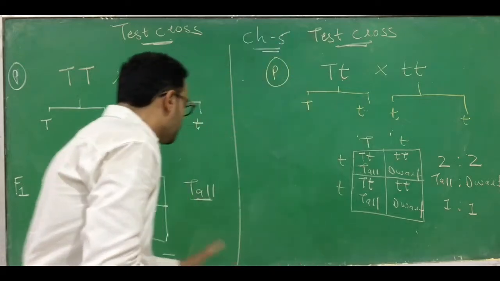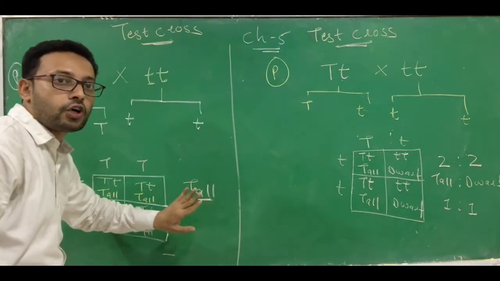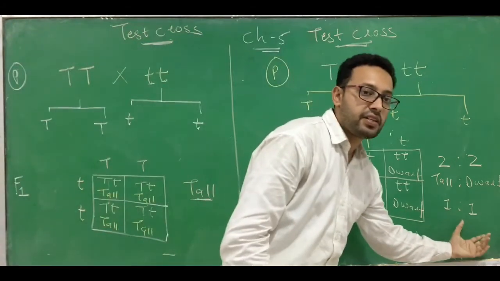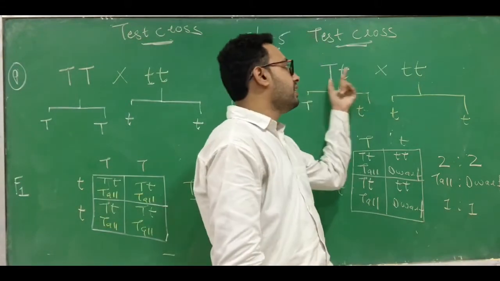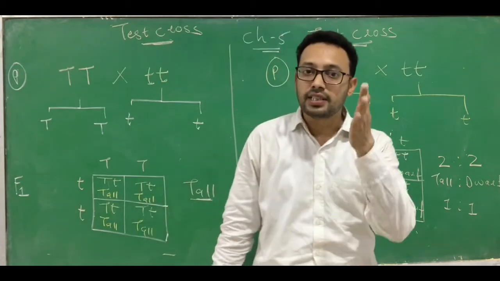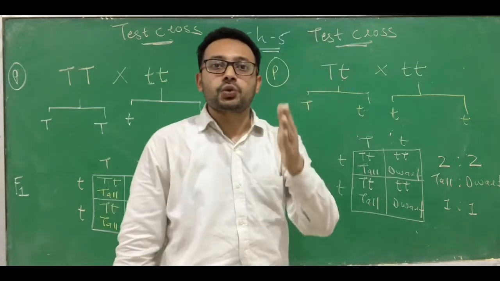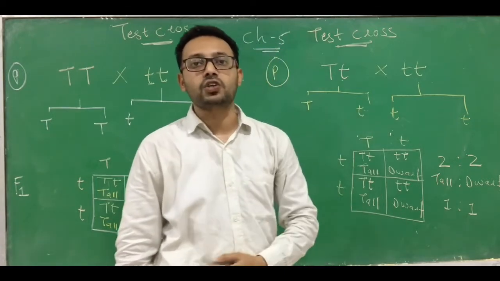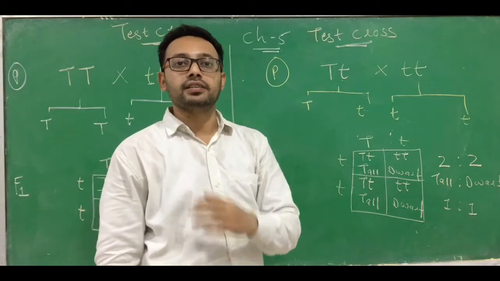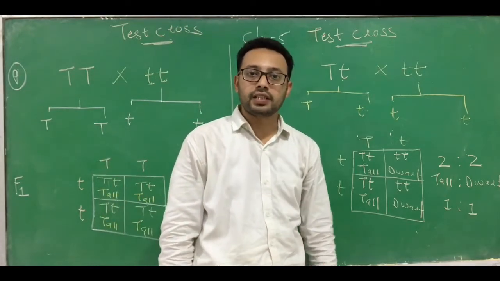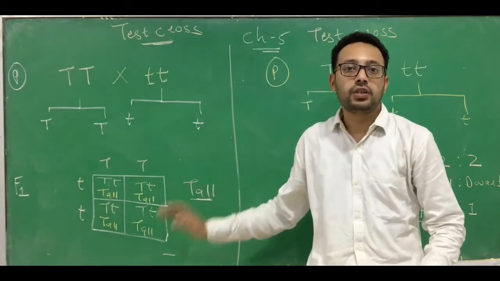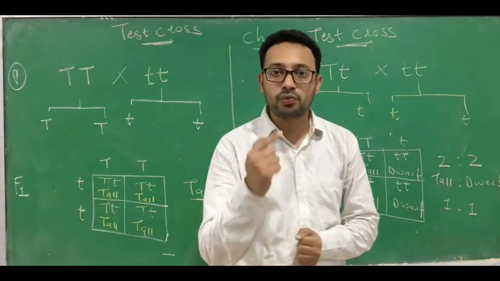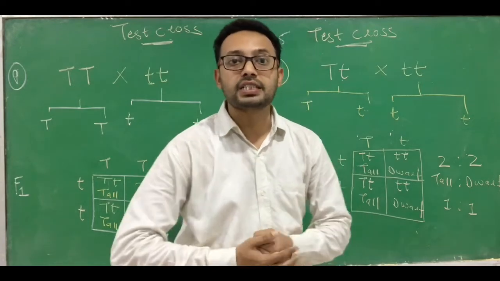If all plants are tall, or all plants are the same, then it is homozygous. If you get a 50-50% ratio or 1:1 ratio, then it is heterozygous. So this is a way by which you can determine whether it is a homozygous tall or heterozygous tall. And this method is called the test cross method. This is a very important question. Based on that, an MCQ can also be asked in an examination, or a 1 mark question can also be asked: what is a test cross?